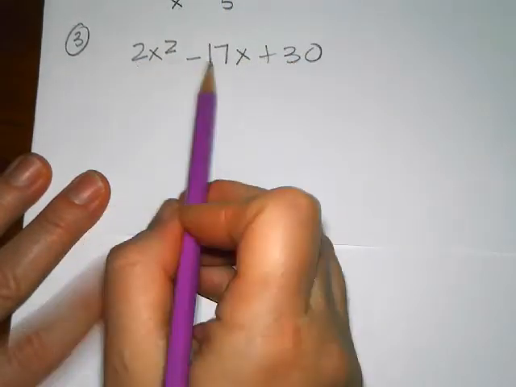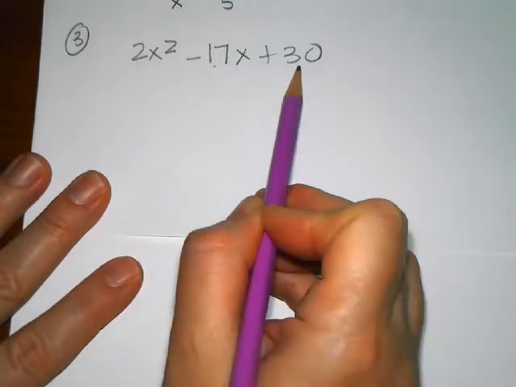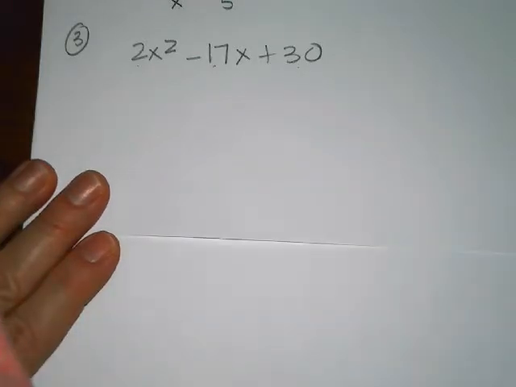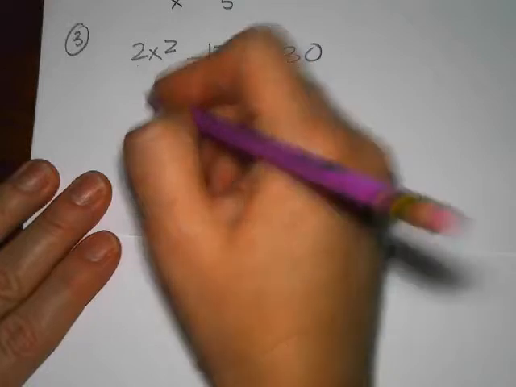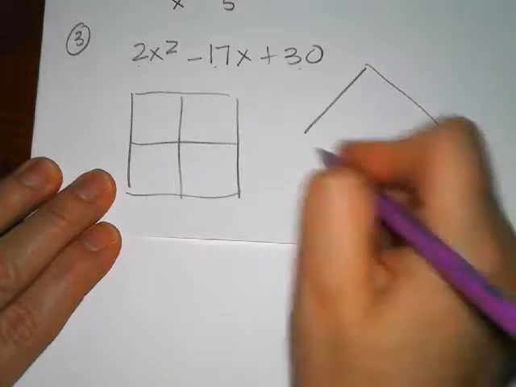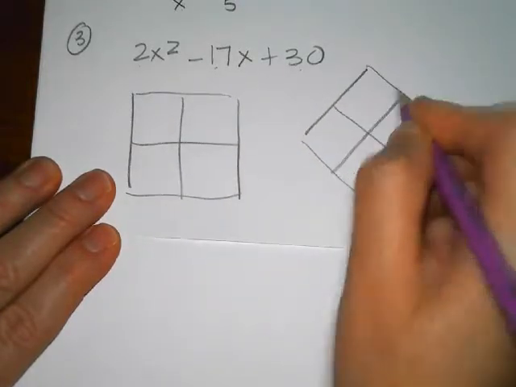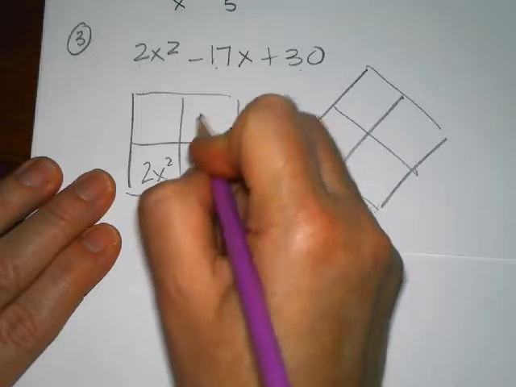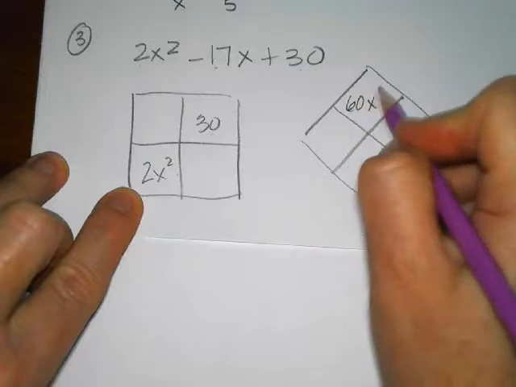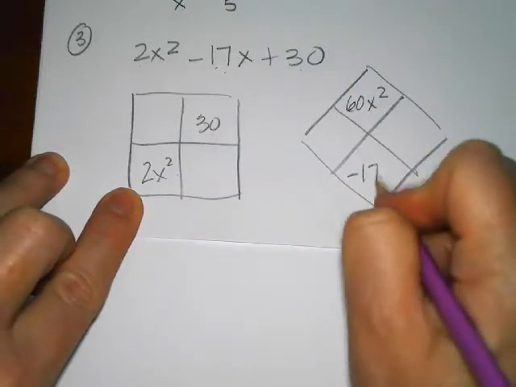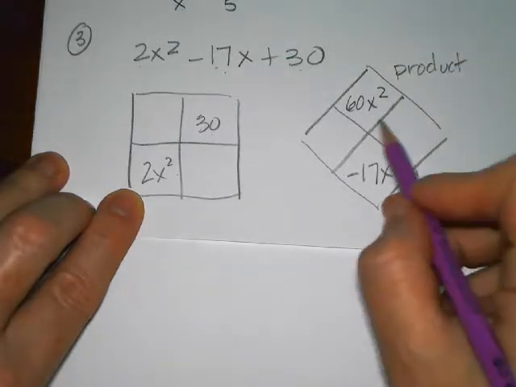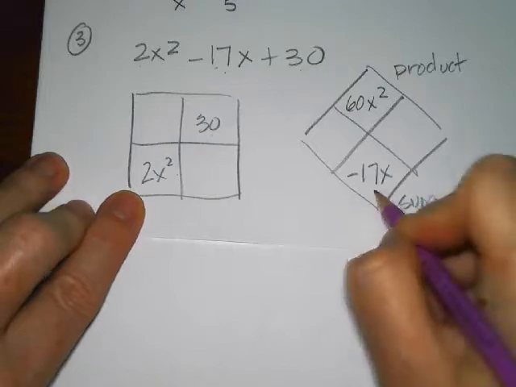Okay, I'm looking at this, and 17 and 30 are not divisible by the same number, so we don't have any common factors. So, again, we're just talking about a regular area diamond, which hopefully at this point is easy. Okay, 2x squared times 30, 60x squared. Negative 17x is my sum. So I'm looking for two terms that when I multiply them, I get 60x squared. When I add them, I get negative 17x.